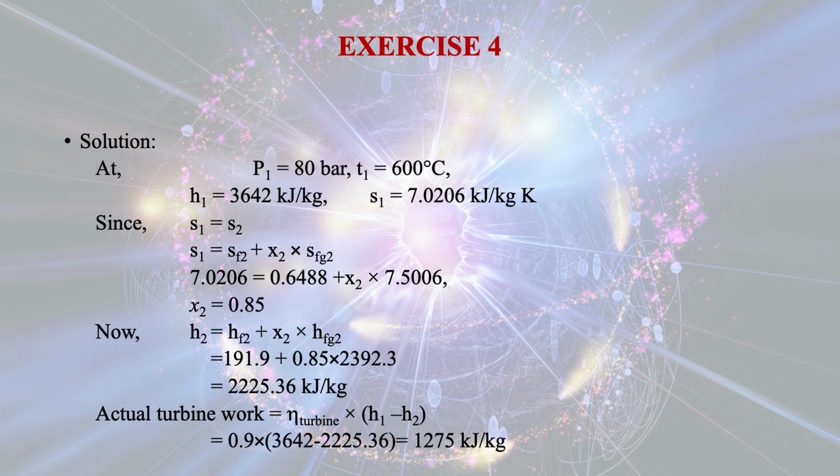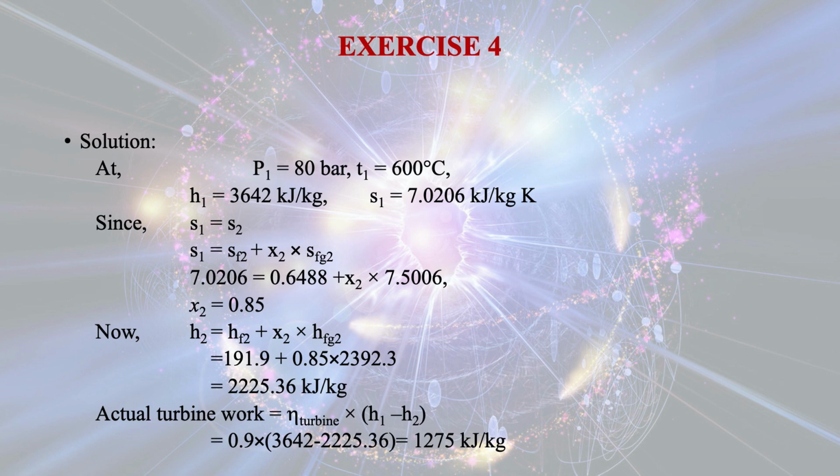So at this point we can calculate the enthalpy H2, that is H2 is equal to HF2 plus X2 multiplied by HFG2, and HF2 and HFG2 you can get from the steam table. Finally you can calculate H2, that comes out to be 2225.36 kilojoule per kg, and actual turbine work is equal to efficiency of the turbine multiplied by H1 minus H2.